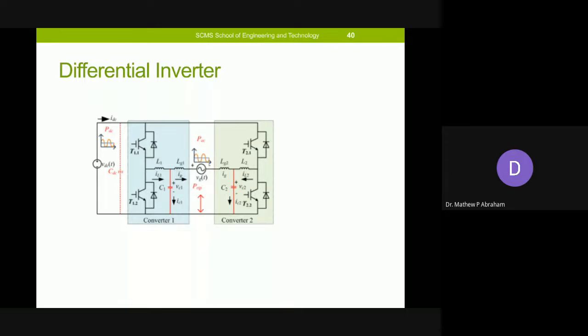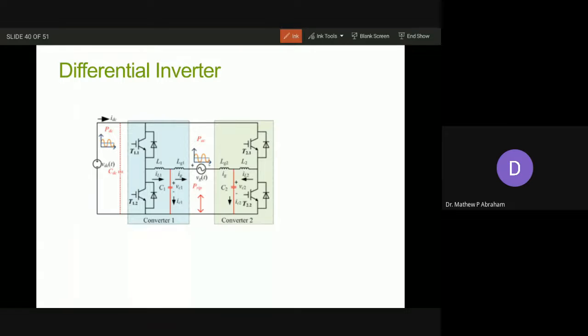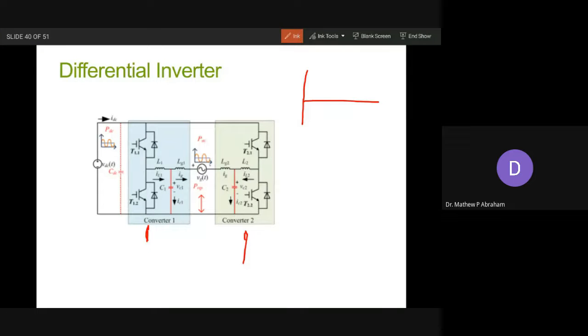Another topology is the differential inverter. So that crossover distortion can be eliminated by making use of a differential inverter like this. In the differential inverter, what we do is we take two inverters. This will be acting as one inverter. This is acting as a second inverter.